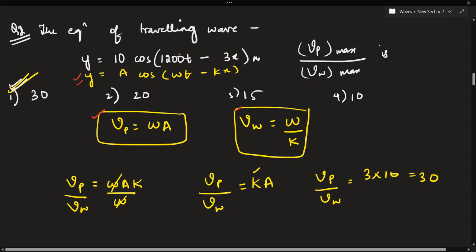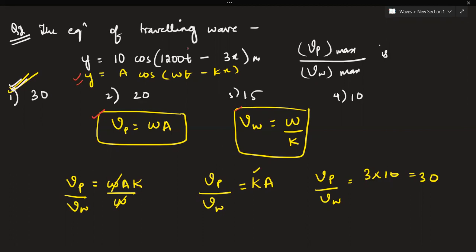And this question comes in the exam: just the equation will be given and you will be asked all the basic things, like the angular frequency, the amplitude. So you should be able to identify all the parts of this standard equation.